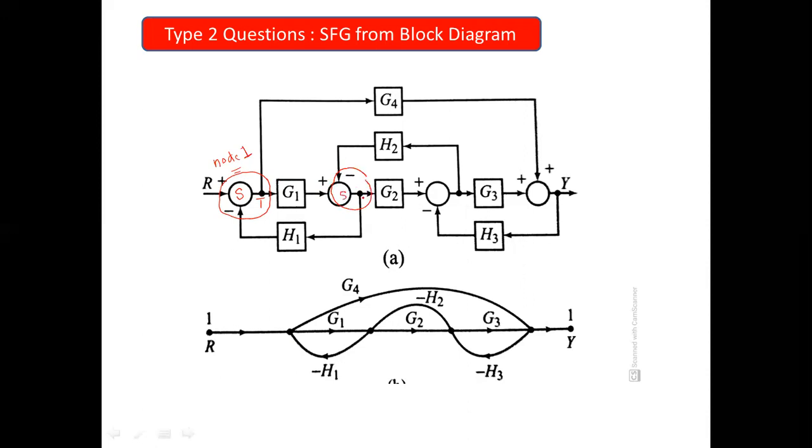This is the summing point and this is the takeoff point. So a takeoff point is coming after the summing point, so this will be considered a single node. That would basically be node number 2. Likewise over here you just see there is a summing point, and after that summing point again a takeoff point is coming. So this will be considered as node number 4, and afterwards there is another summing point and takeoff point concept. So this will also be considered node 4.